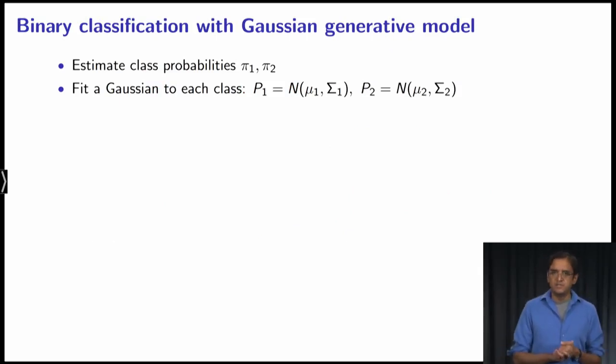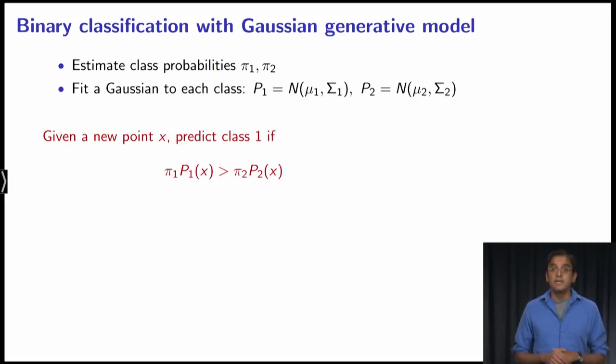Let's look at a binary situation for simplicity. So there are just 2 classes, and the first thing we do in the generative approach is to estimate the class probabilities, pi 1 and pi 2. So maybe 60% of the data is from class 1, so pi 1 is 0.6, and pi 2 is 0.4. Then we fit a Gaussian to each class, P1 and P2, and now we're letting them be arbitrary multivariate Gaussians. Okay, so these are the parameters of the model. Now when a new point x comes along, in order to classify x, we compute pi 1 times p1 of x, and we compute pi 2 times p2 of x, and we look at which of these two is larger. Okay, so that's our classification rule.